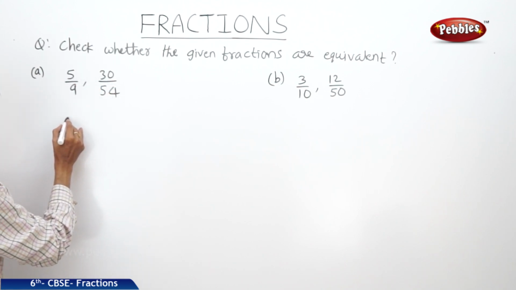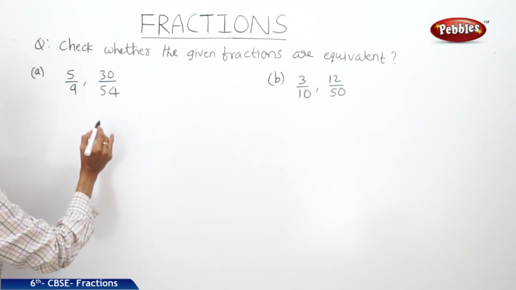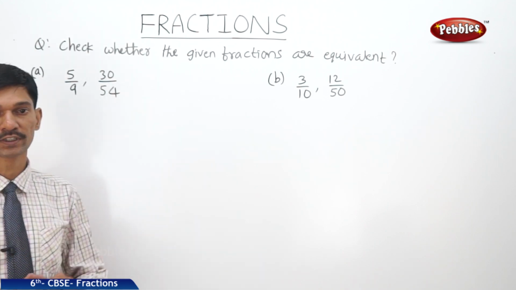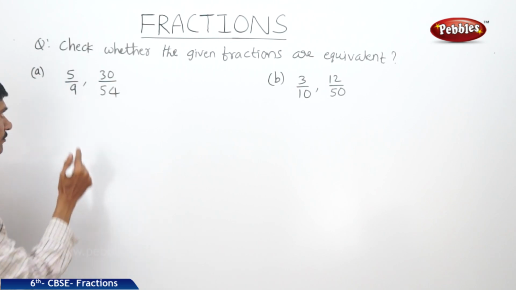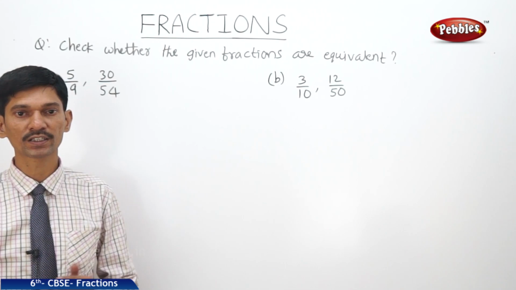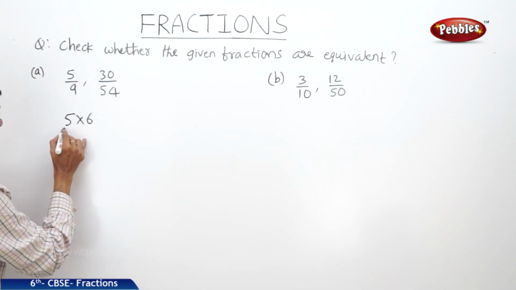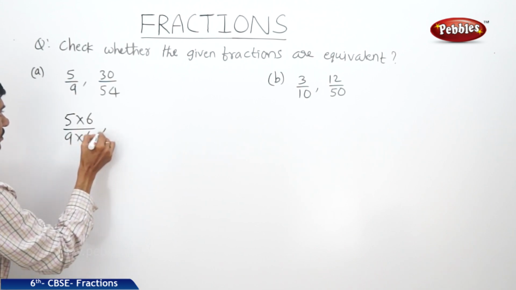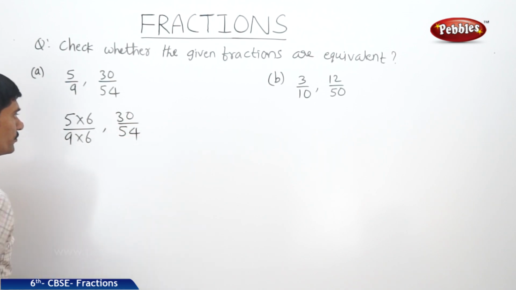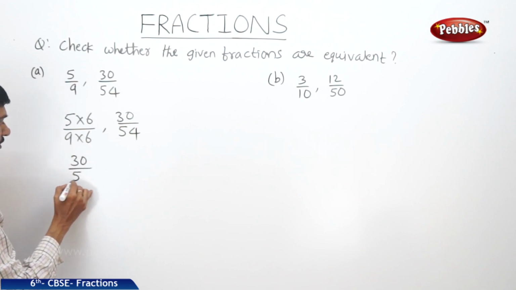So the first fraction 5 by 9, and in the second fraction the numerator is 30. So how to make 5 as 30? So when 5 is multiplied by 6, then we can get 30. So in the given fraction 5 by 9, we will multiply both numerator and denominator by the same number 6. Now 5 into 6 by 9 into 6. The second fraction is same, 30 by 54. Now 5 6s are 30 by 9 6s are 54.